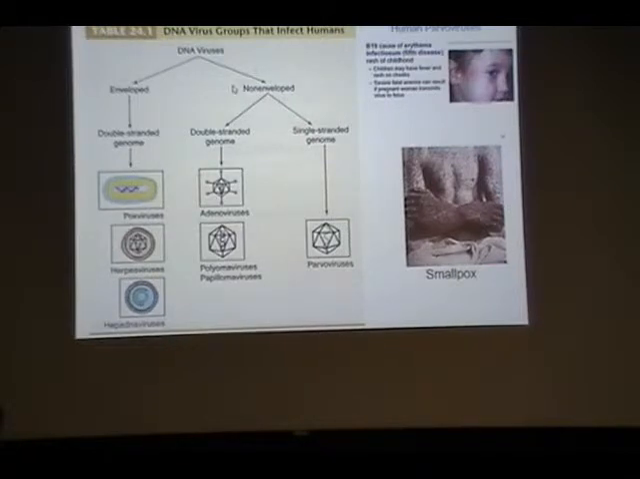And then the non-enveloped DNA viruses were further divided into two groups. One is double-stranded DNA viruses, and the other one is single-stranded DNA viruses. Among the double-stranded DNA viruses, one group is adenovirus, which is a small virus that causes flu-like symptoms, and people often get infected by this virus and think it's a flu, but it's not. It's actually caused by this virus, adenovirus.